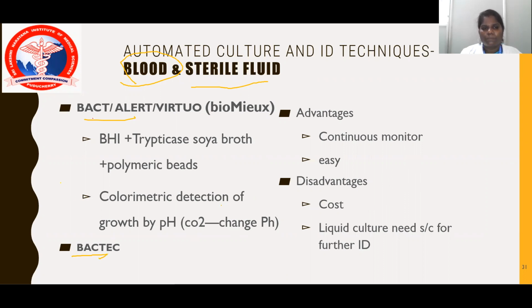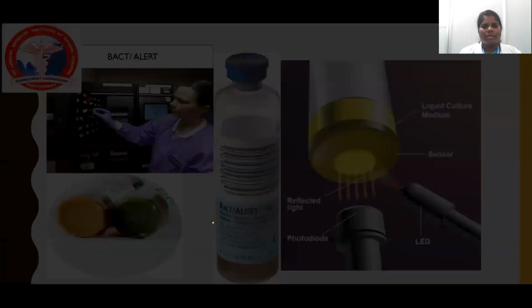Because of that continuous monitoring, we are able to identify whether growth has happened. It is a combination of trypticase soya broth and BHA broth. Polymeric beads are used to inhibit the antibiotic effect present in the blood. The mechanism behind this is colorimetric detection: the organism starts utilizing nutrients and produces carbon dioxide. Because of the carbon dioxide production, the pH varies, and that is detected by the machine.